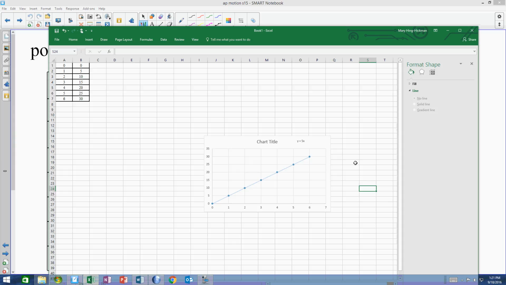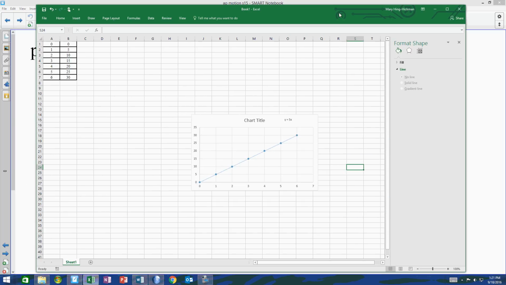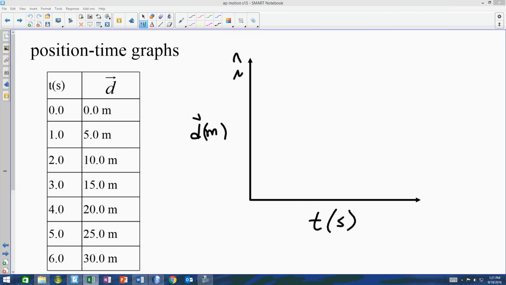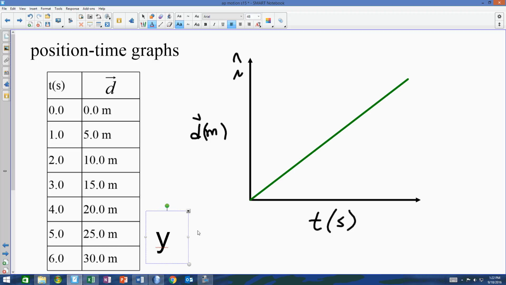Okay, now when we plot data, if you look here, there's our data. We're going to draw this line on that graph, so I'm going to take a line and draw it. I'm going to make it a different color. Let's make it green so you can see it. So I'm going to start here, and I'm going to draw my line. There's my line. Now the equation was y equals 5x.